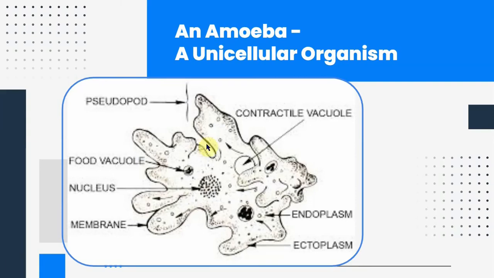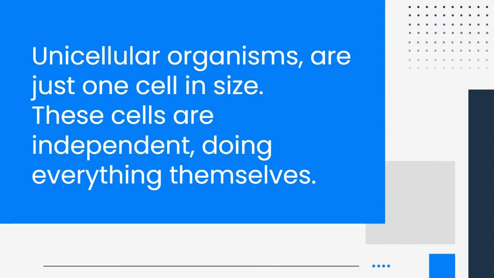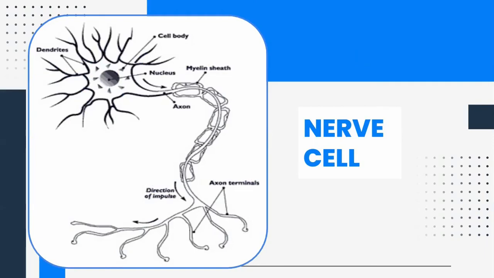So for example, the contractile vacuole, that's responsible for osmoregulation, regulating the amount of water in the cell. Pseudopod, that helps the cell to move. Food vacuole, nutrition. Nucleus, that's coordinating everything in the body. And you have your membrane that covers everything and contains it. So all of these different characteristics of life processes occur in this one cell. And as I said, it's very independent, it does everything itself, right?